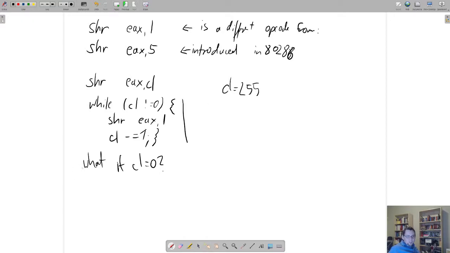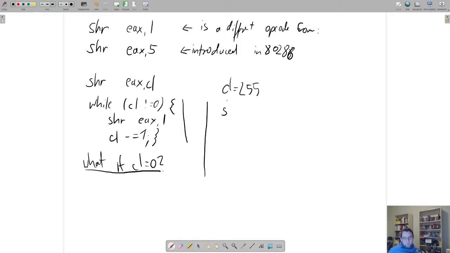But the interesting question is, what if CL is equal to 0? Because this here is defined in a way that means that if CL is 0, none of these shifts execute ever. And this is the part where I finally get to the punchline, and sorry for taking so long. Turns out there are 3 cases.